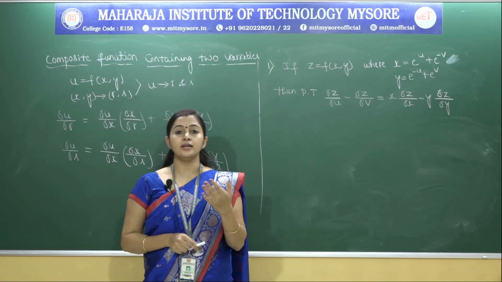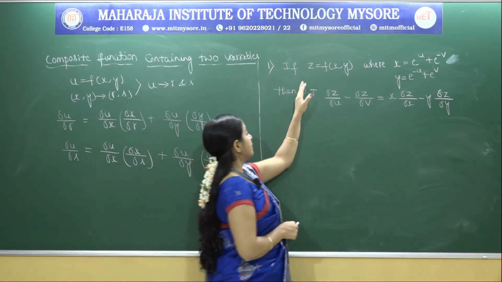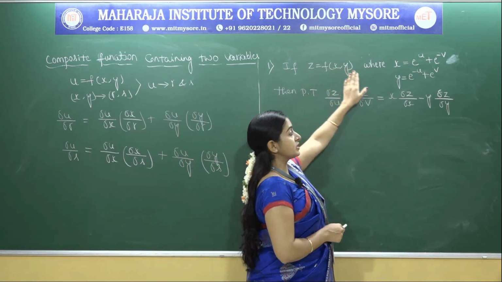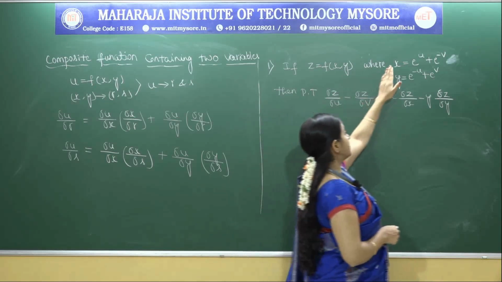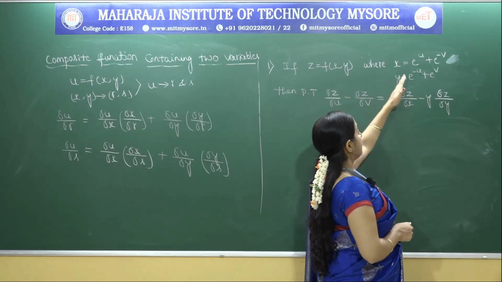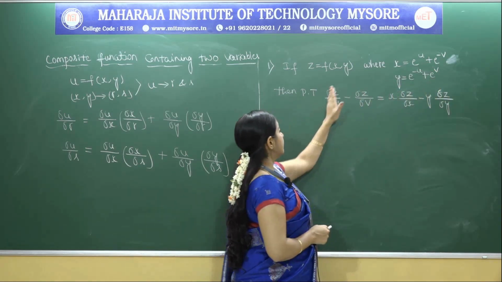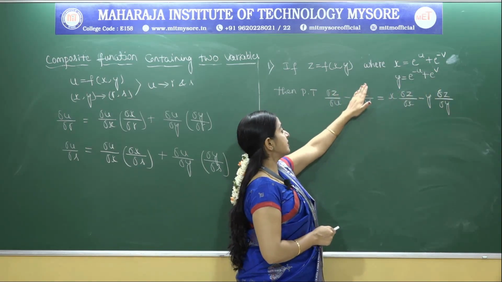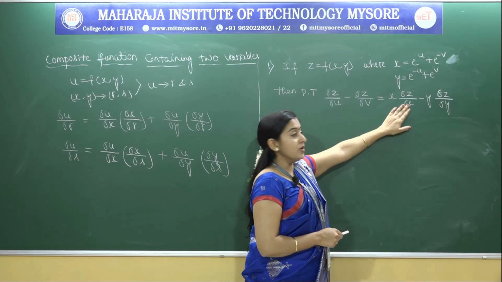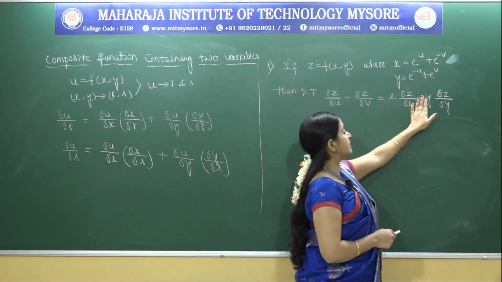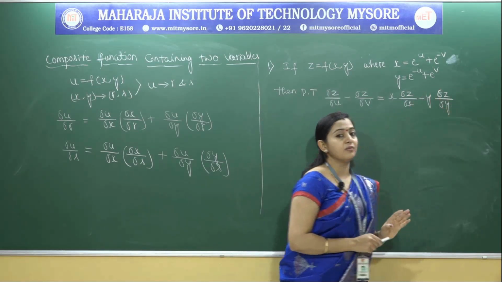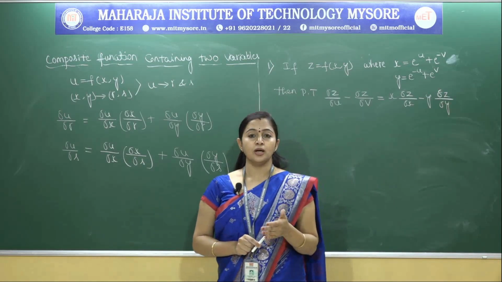For example, I consider the function z equals f of x comma y, where x and y depend on u and v. Next you have to prove that del z by del u minus del z by del v equals x into del z by del x minus y into del z by del y. First you construct the formula.